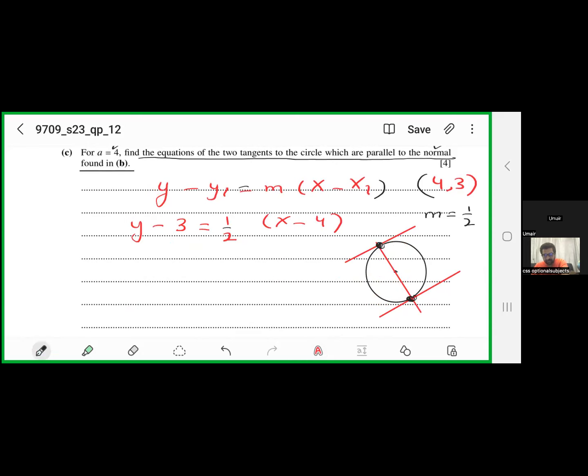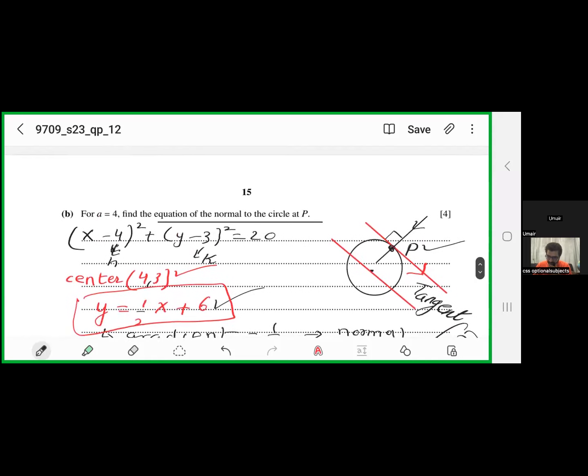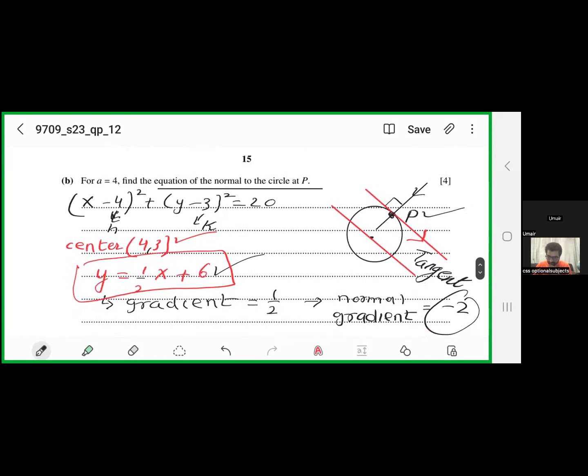And because the diameter and tangent are normal to each other, the slope of the tangent can be obtained from the slope of this diameter. So we just need to find the point of intersection of the diameter with the circle. So the equation of the circle is x minus 4 whole squared plus y minus 3 whole squared is equal to 20.